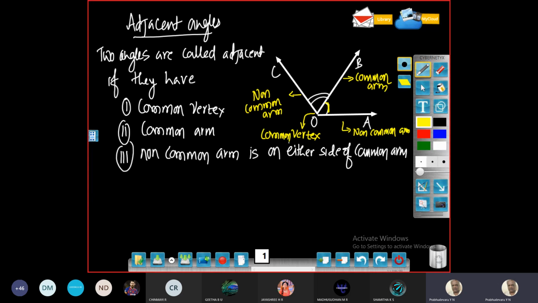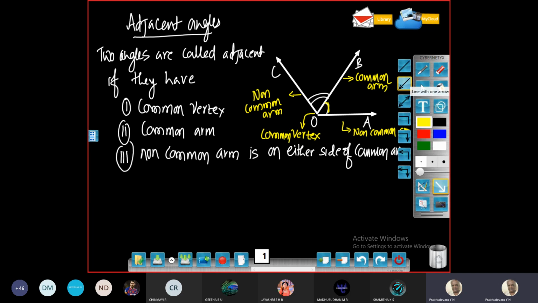And look at the non-common arms. They are OA and OC. They are on either side of OB. OB is at the center. The other arms are on either side, both the sides of OB. They should not be on the same side of the common arm. Is it clear? Yes, sir. Now I will write another pair of angles. Tell me whether they are adjacent or not. You have to explain.